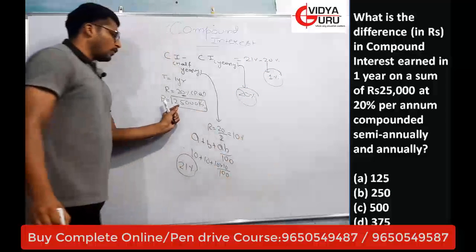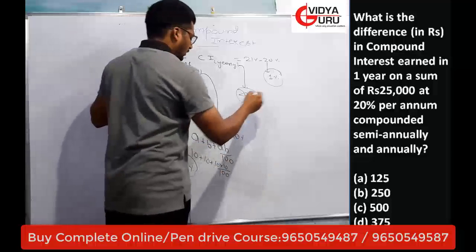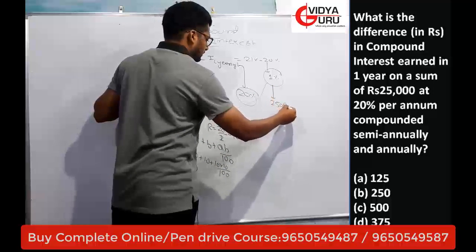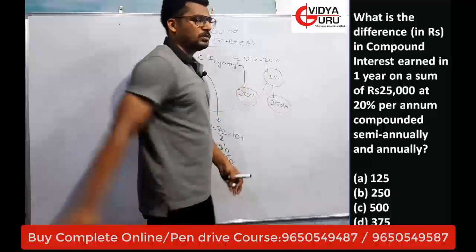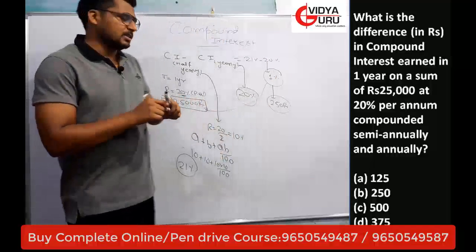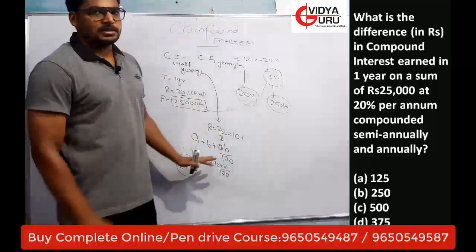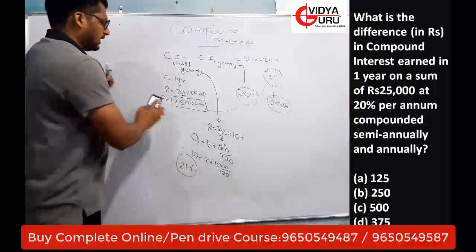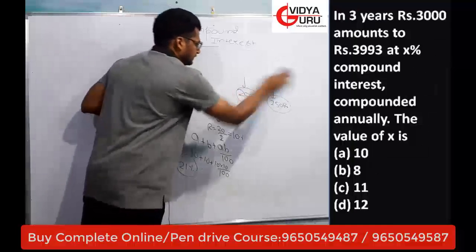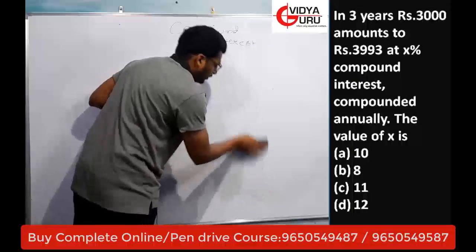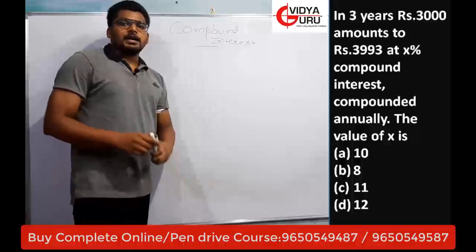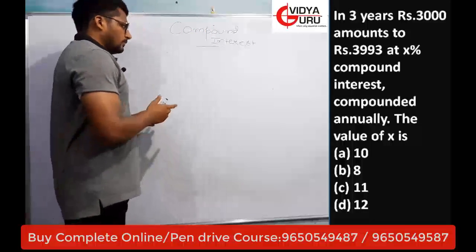Difference is 1%. And what? Principal. 25,000's 1% is 250. So what is the answer? 250 rupees. It was a very easy question. If I apply the formula of successive increase, you can do it by another method also. That is not too lengthy either. So coming on to our next question, where the rate is asked.